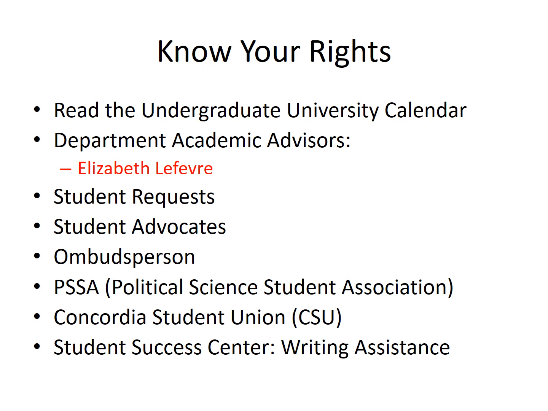It's important that the student know their rights. First, the student should read the undergraduate university calendar, including all the matter regarding the calendar, the dates, and the information regarding their department. Political science has a number of academic advisors who are available to sit down or email with the student to do an audit of their transcript and to answer any questions to help the students achieve their goal of graduation.